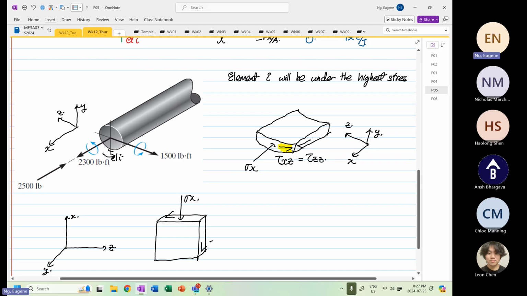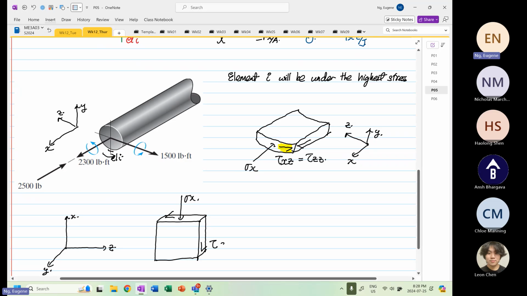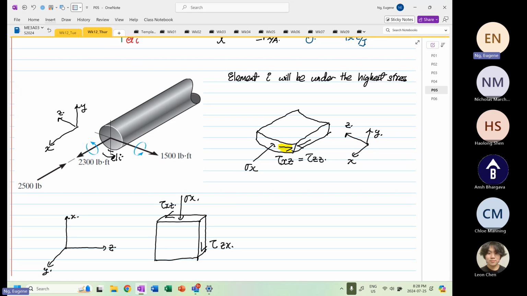So this is our shear. I'm having a bit of a brain fart down here. This is our shear ZX, and this is our shear XZ. Shear XZ, the X is pointing up. Okay, this is correct.